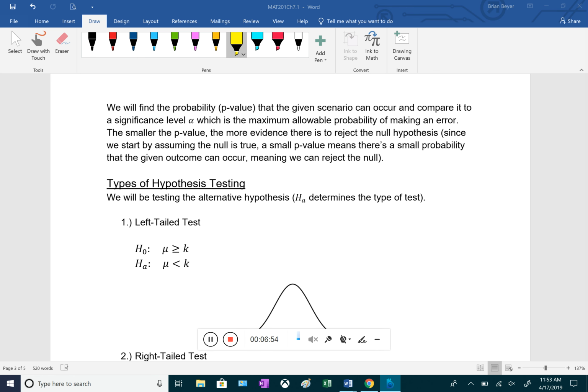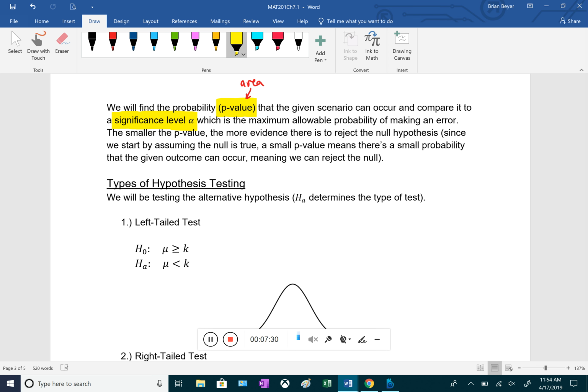So what we're going to be doing is finding a probability, which we are going to be calling the p-value. We're going to find the probability that the given scenario can occur, and this p-value is going to be an area under the curve. So we're finding the p-value for a given scenario from the question, and we're going to be comparing it to a significance level alpha. Alpha, the significance level, is the maximum allowable probability of making an error.